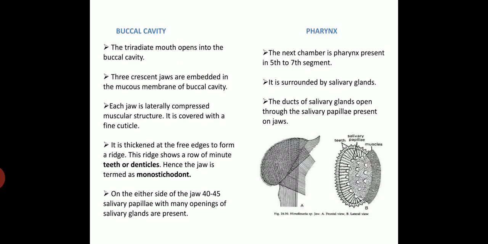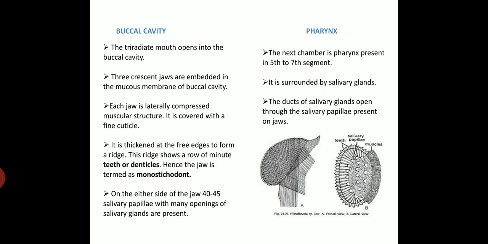The second part is the buccal cavity. The triradiate mouth opens into the buccal cavity. Three crescent jaws are embedded in the mucous membrane of the buccal cavity. Each jaw is laterally compressed, muscular, and covered with fine cuticle. Here is the picture of the jaw. A is the frontal view, and B is the lateral view of a jaw.